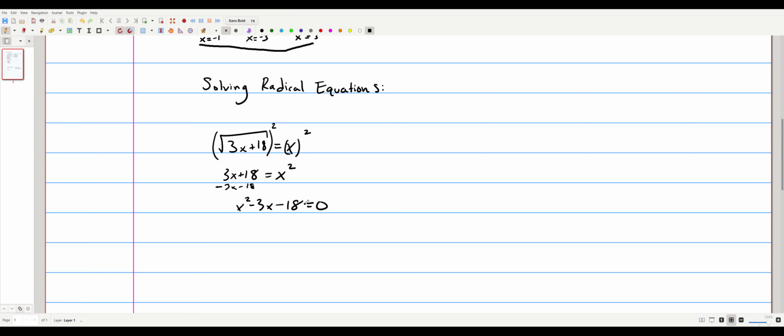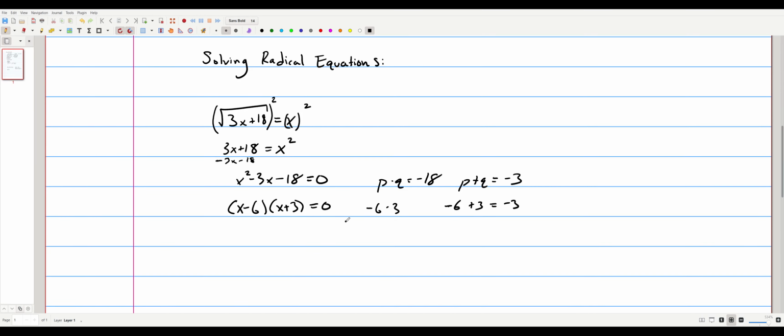luckily for us, p times q equals negative 18. P plus q equals negative 3. Well, negative 6 times 3 is negative 18, and negative 6 plus 3 is equal to negative 3. So this one, luckily for us, is factorable by hand, so we don't have to complete the square on it. But just know that that is something that you'll be asked to do at some point. So this one will factor into x minus 6, x plus 3.